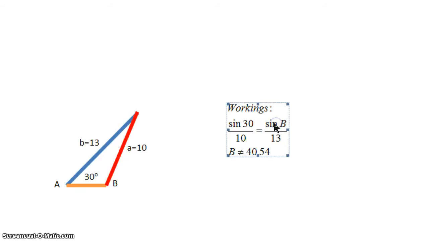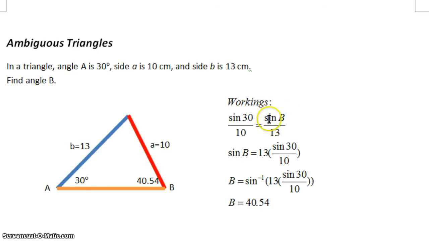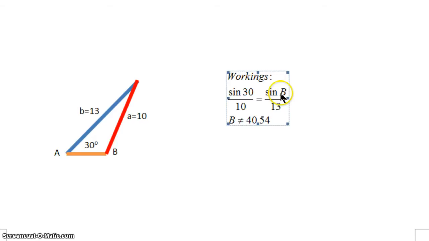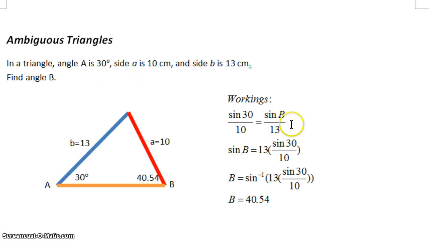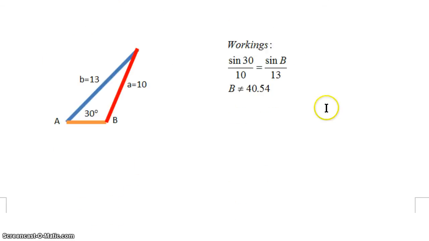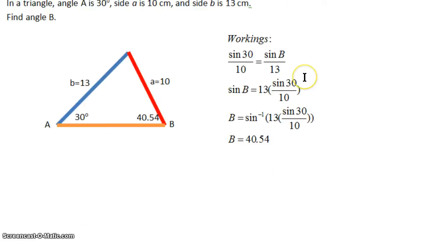But at the same time, the sine of that obtuse angle should give me the same value as the sine of the 40.5 degree angle. Look at that. This sine B, even though this is the obtuse angle, the sine of that obtuse angle has the same value as the sine of this acute angle here. Let me repeat that again. The sine of this obtuse angle will give me the same value as the sine of this acute angle here.